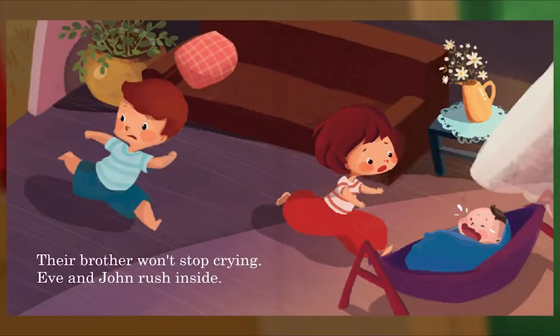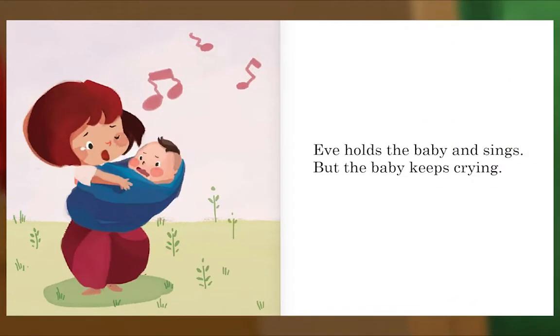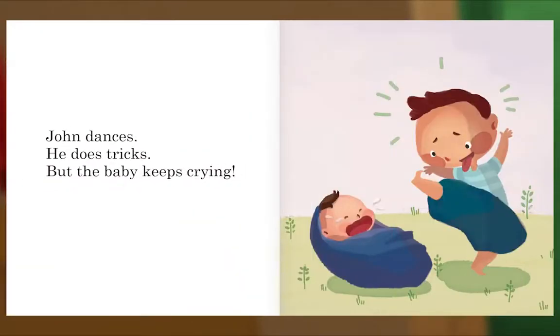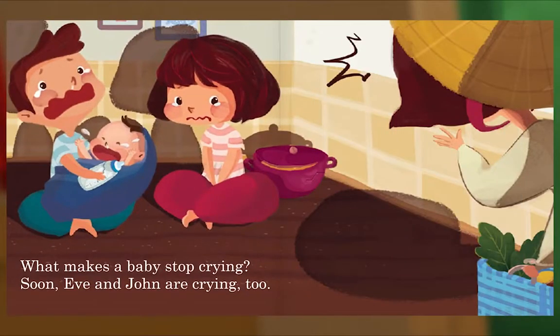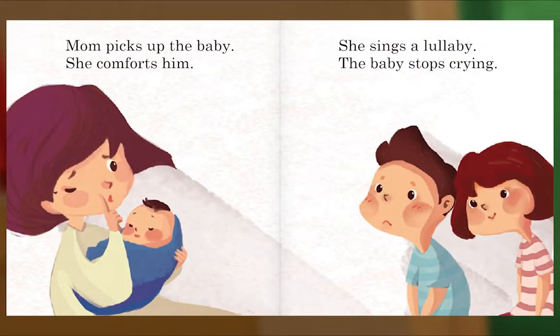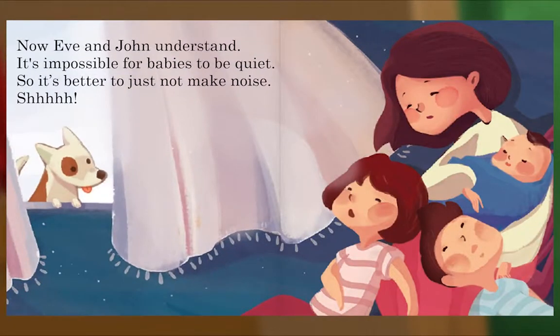Their brother won't stop crying. Eve and John rush inside. Eve holds the baby and sings, but the baby keeps crying. John dances. He does tricks, but the baby keeps crying. What makes a baby stop crying? Well, soon Eve and John are crying, too. Mom picks up the baby. She comforts him. She sings a lullaby. The baby stops crying. Now Eve and John understand. It's impossible for babies to be quiet, so it's better to just not make noise.